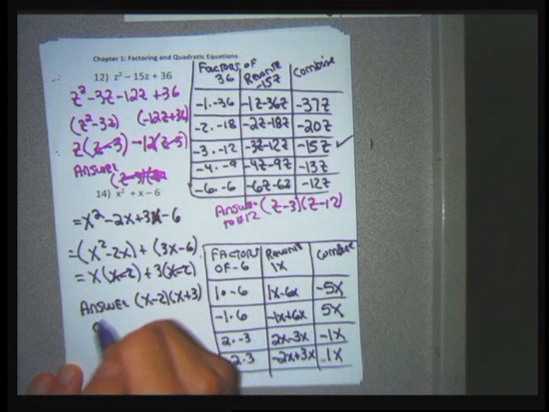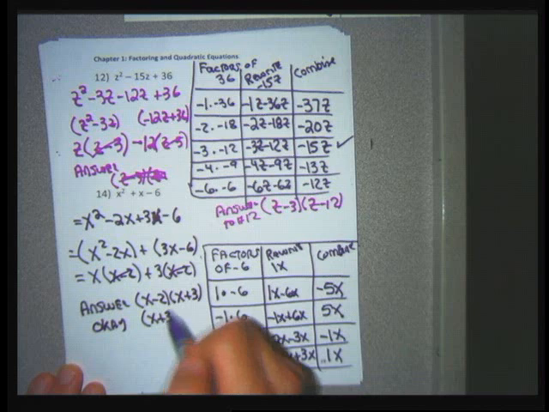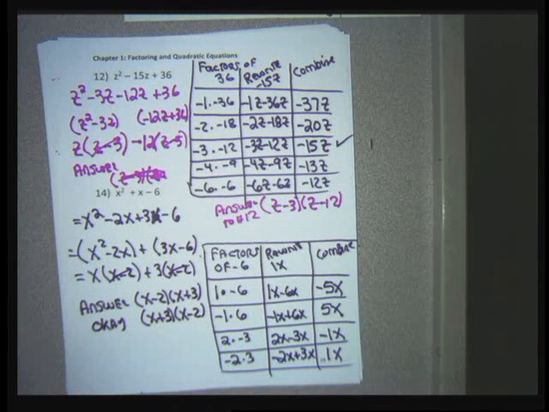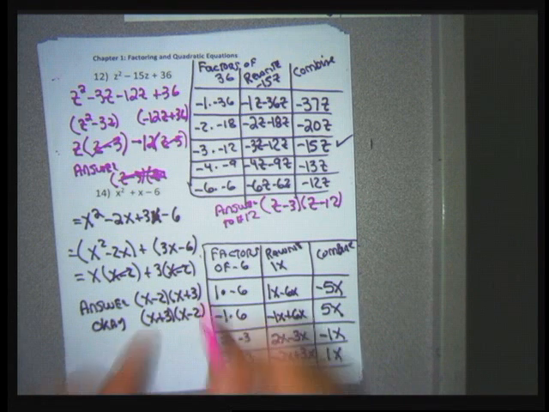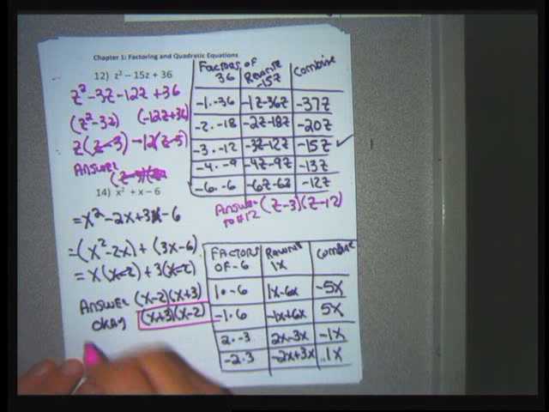It would be completely okay, not any better or any worse, if you wrote x plus 3 times x minus 2. The order that you write the parentheses in is completely arbitrary. They're both correct. And if I wanted to check this, I can check either version. Since this one's here, I'm going to check this one. And it's optional. Again, that's an answer that works.